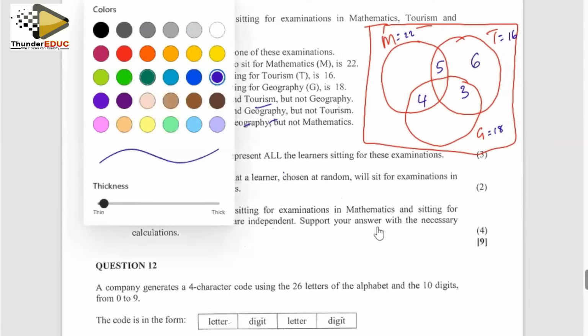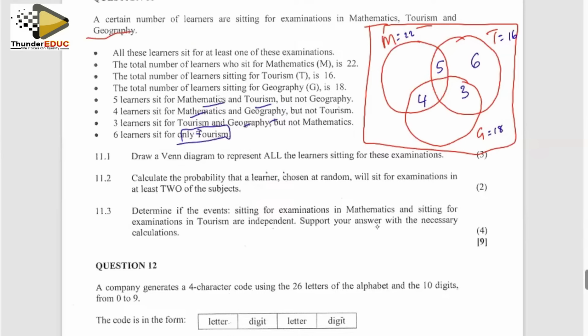Now they want us to complete this. We can use the first set. We need to find what is here, because 6 plus 5 is 11, plus 3, that's 14. What is short? It's 2.